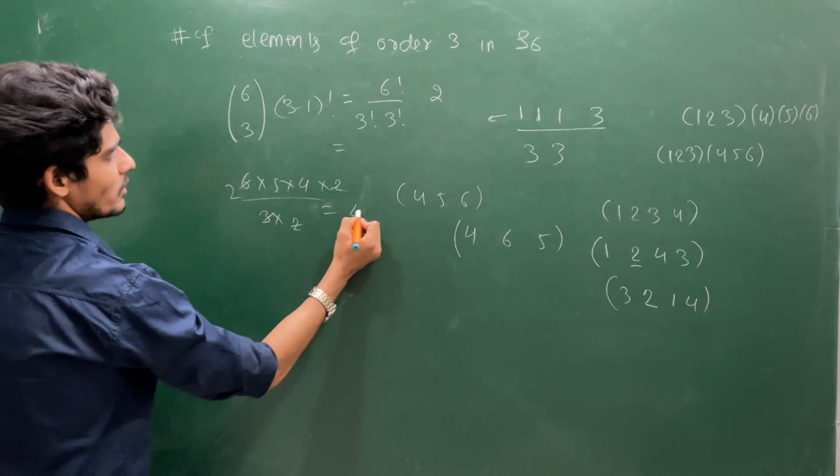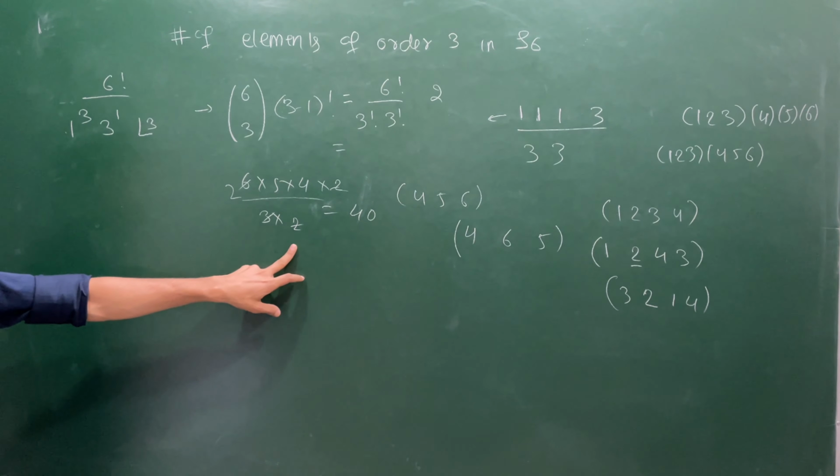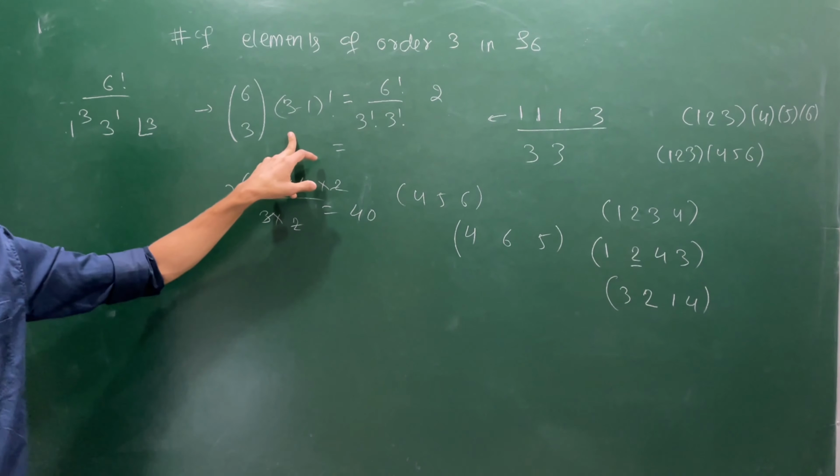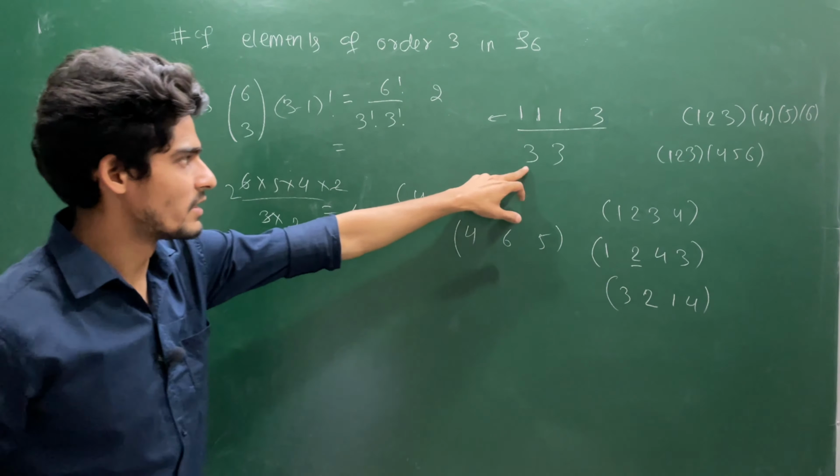If you go with the formula that you know, 1 power alpha, 2 power alpha, 3 power alpha, you can also use that. The formula will give you 6 factorial upon 1 to the power 3, because there are 1 cycles of length 3, 3 power 1, and into 3 factorial. If you use this, you will get the same answer. But this is the more general way. Now let us count this type of elements.